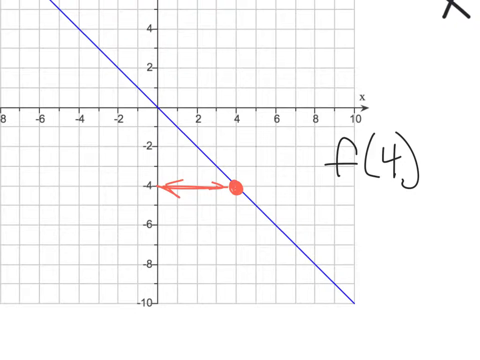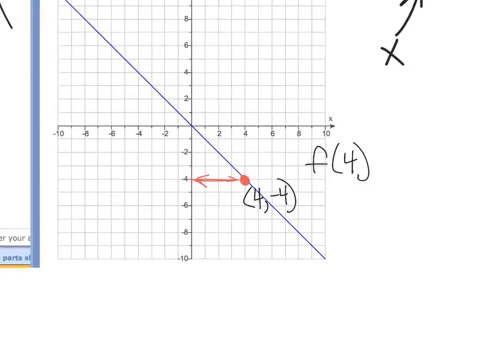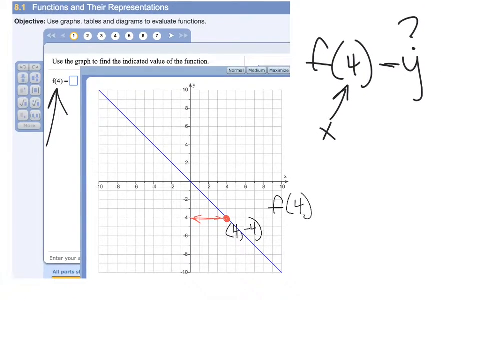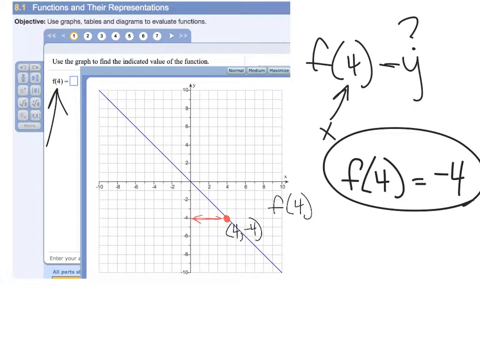So that means this point right here is at (4, negative 4). So the value of y is negative 4. So that's essentially your answer. That's really crazy easy. So the idea is you say, hey, f of 4 is equal to negative 4. Done. Because that's your y value.